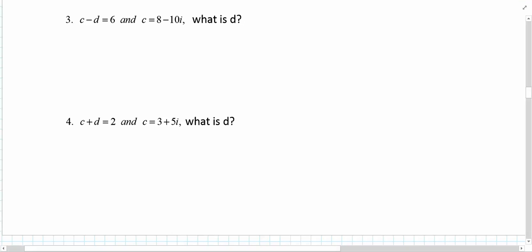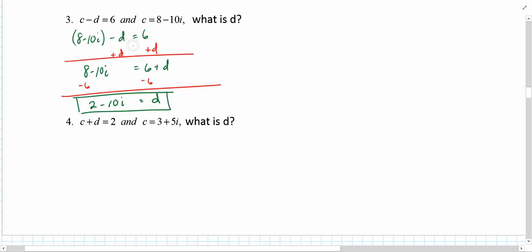In example 3, c minus d is equal to 6. c is equal to 8 minus 10i. What is d? I suggest that you pause the video at this point and come back in a moment to check your answer. By adding d to both sides of the equation to move it to the right side, then subtracting 6 from both sides of the equation, we obtain the result for d, and that is equal to 2 minus 10i.